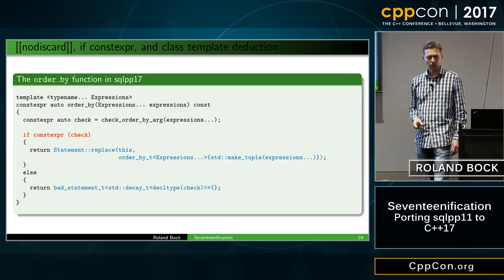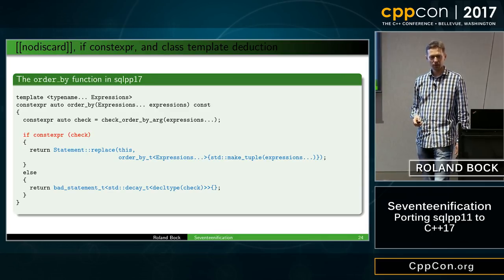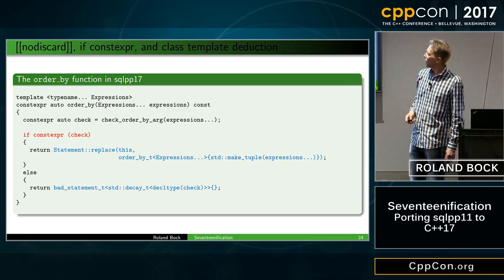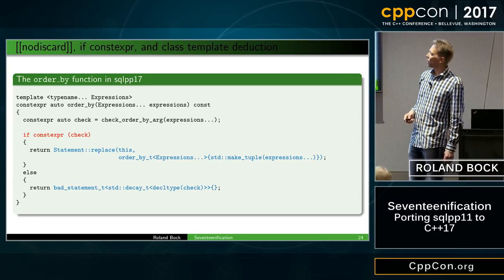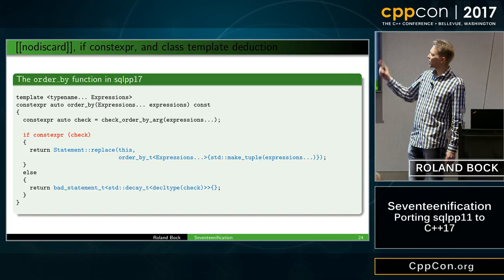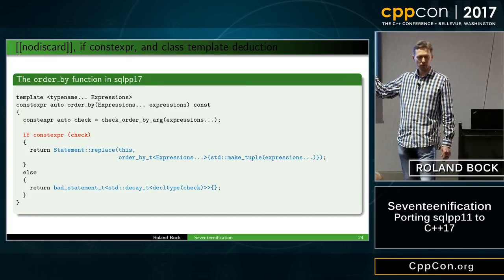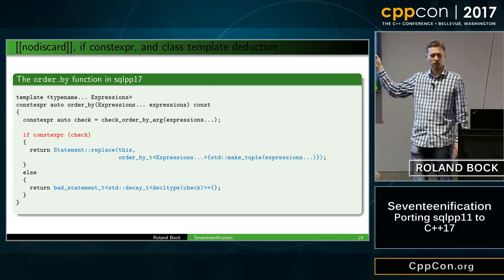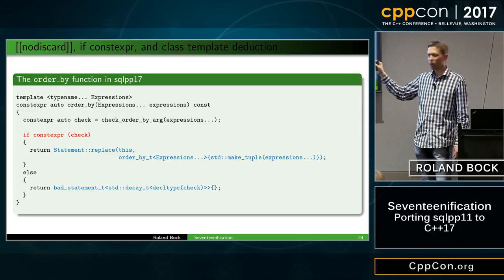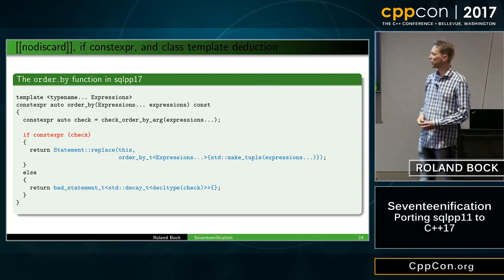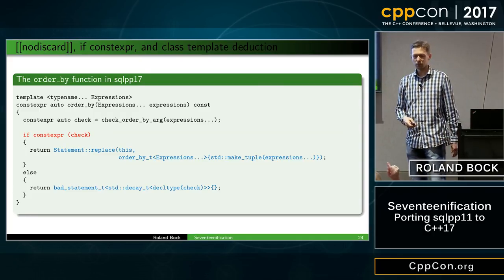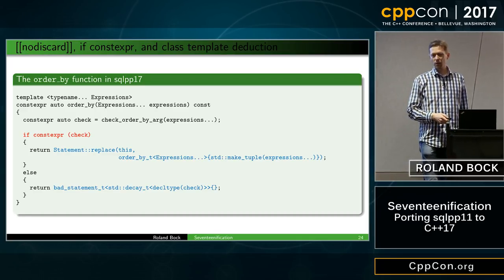Why do you decay there? Because it's const, and I have specializations for those which are specialized on non-const. Oh, sorry. The question was, why do I decay the check type? Yes, Ben. I don't know the answer.